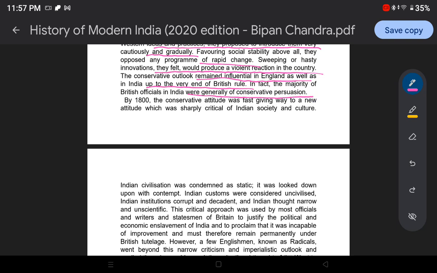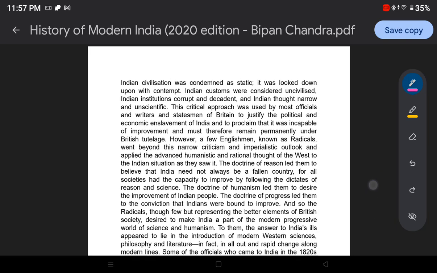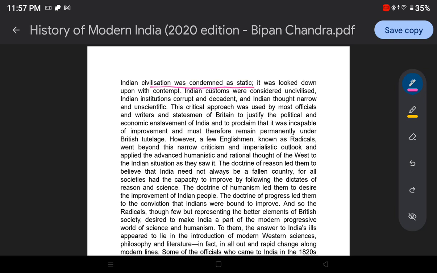By 1800, the conservative attitude was fast giving way to a new attitude which was sharply critical of Indian society and culture. Indian civilization was condemned as static. It was looked down upon with contempt. Indian customs were considered uncivilized, Indian institutions corrupt and decadent, and Indian thought narrow and unscientific.